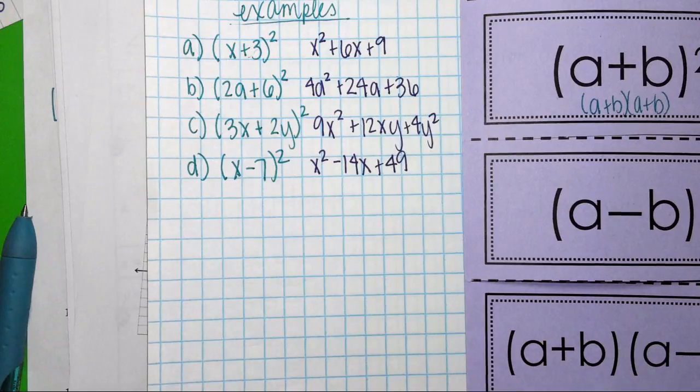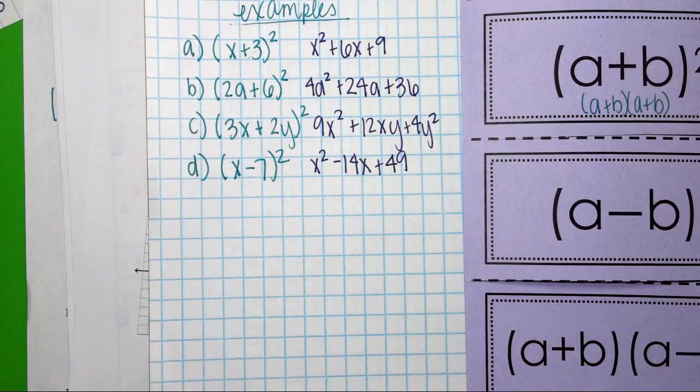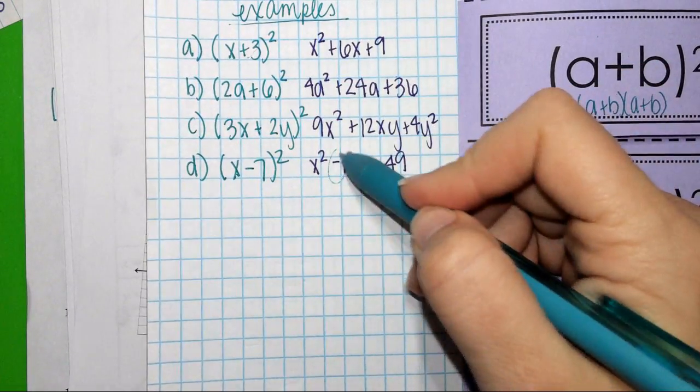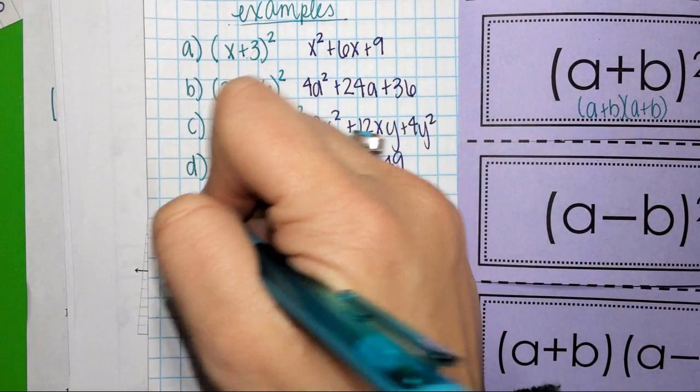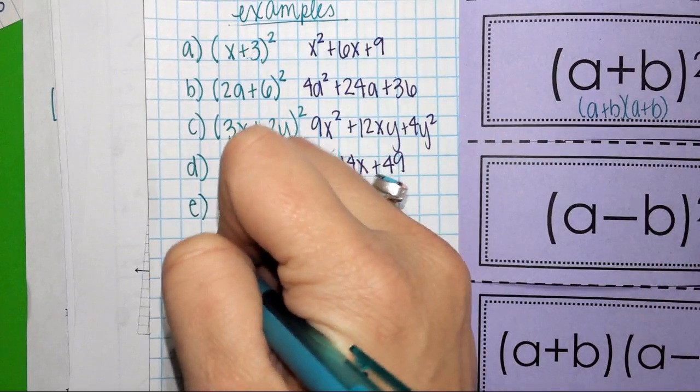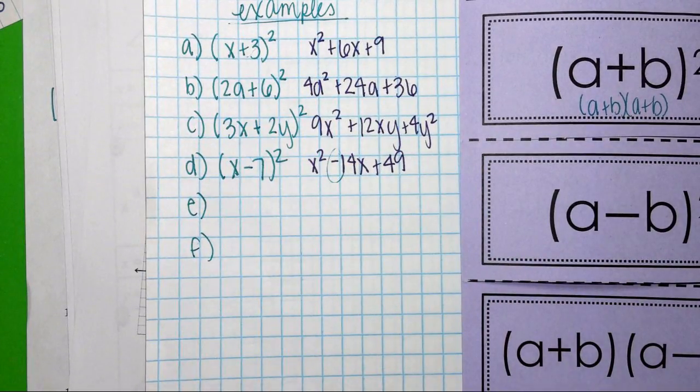Yes, no, maybe so. Are we sure? Okay, so the only difference is we're subtracting because of the subtraction sign, right? Awesome. E, F, and then we're moving on to the last one. Yeah, we have time. Cool.